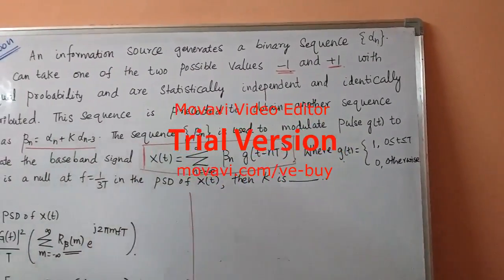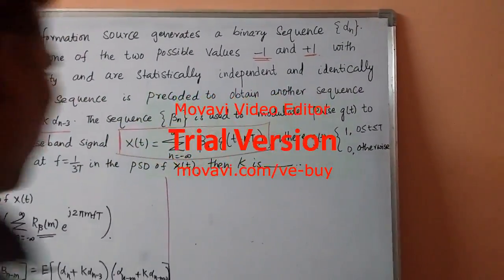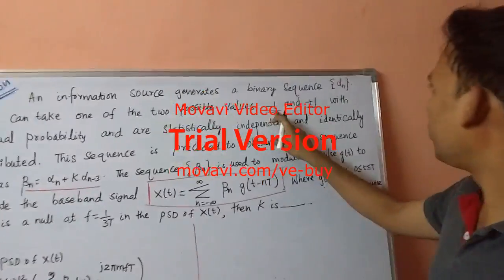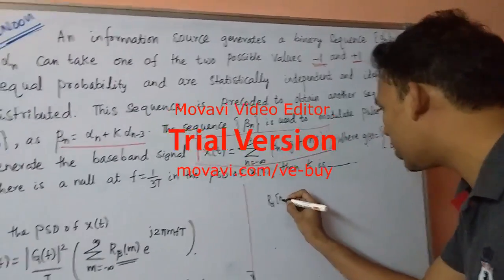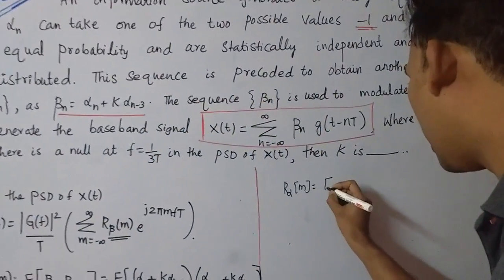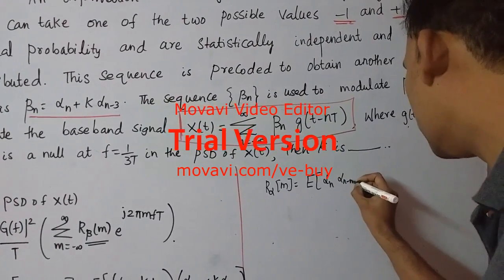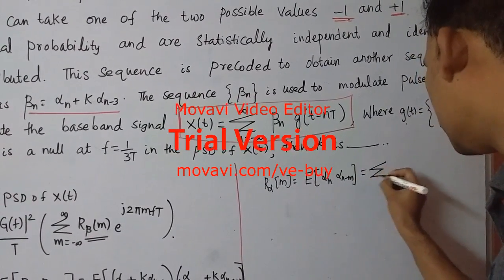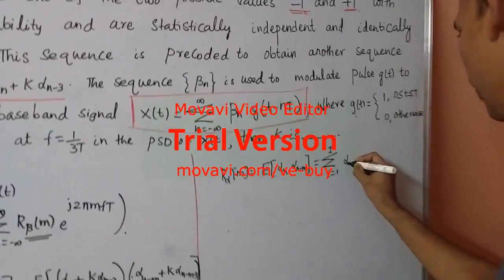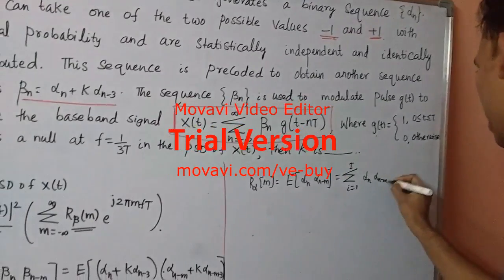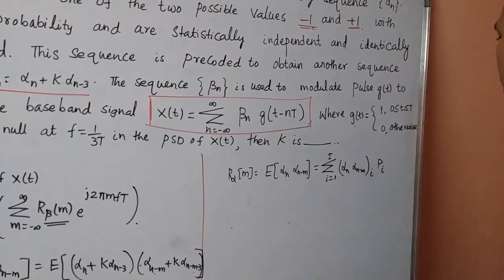Now we will find the autocorrelation function of the binary sequence alpha n. Here alpha n takes the values minus 1 and plus 1. The autocorrelation function r alpha of m is the expectation of alpha n and alpha n minus m, and this is equal to the summation i equal to 1 to capital I of the ith combination of alpha n and alpha n minus m, into the probability of that ith combination.